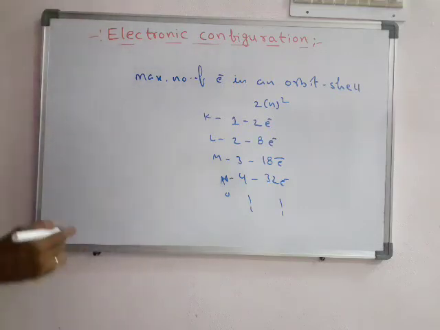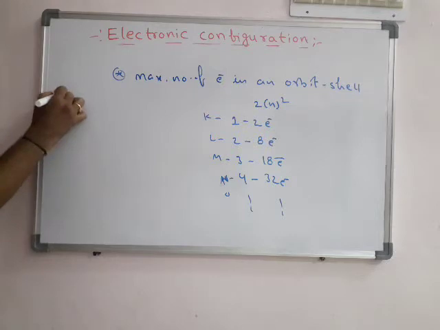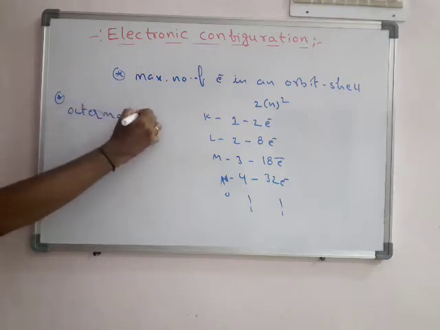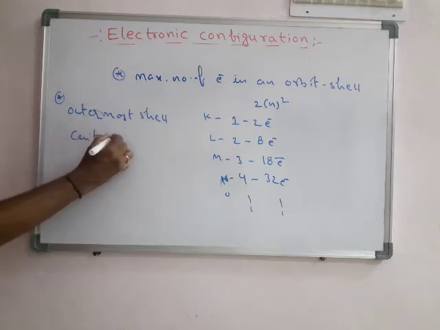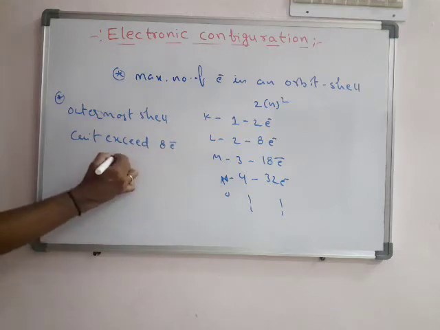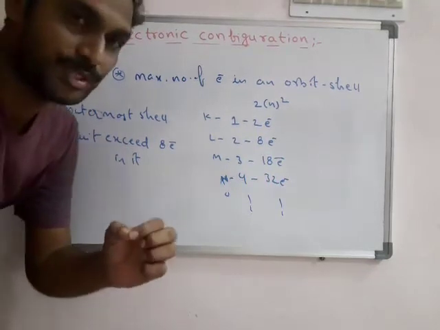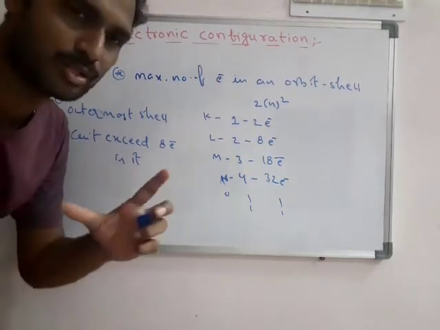Like this. Next, another important rule is that the outermost shell cannot exceed 8 electrons. Outermost shell means last shell. So in the last shell, there is no chance of more than 8 electrons.